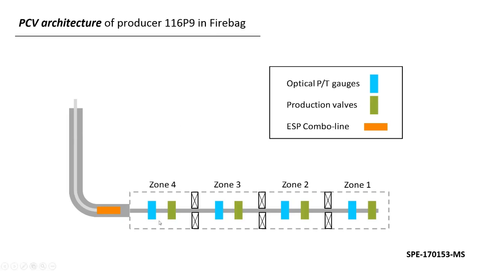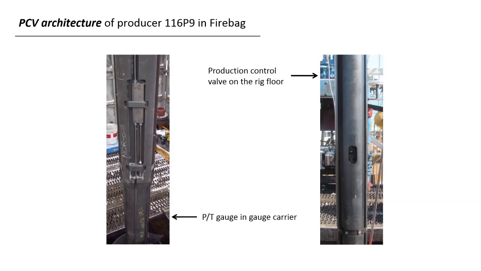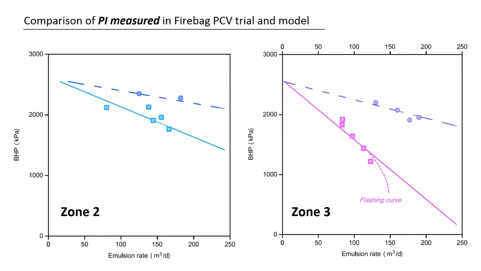By closing, for example, if you want to see how zone 1 is behaving, you close all these zones and open this one, and you can see the PI of that zone. You can see the SAGD behavior of the PI. And we use that data to compare with our liquid pool model here. So these are the shape of the PT gauges, this is the production valve, and this is the valve, open and close. These dots are measured field data, and these lines are calculated based on the equation I previously talked about.